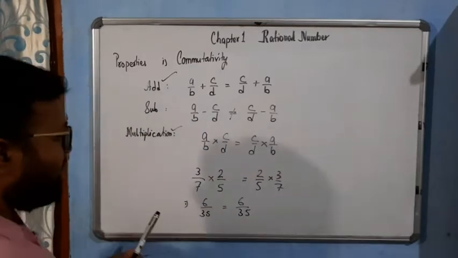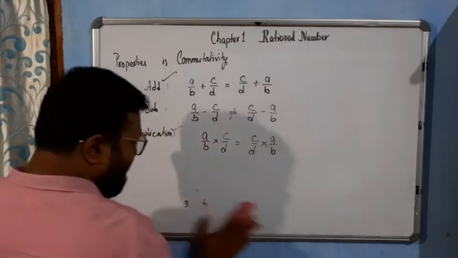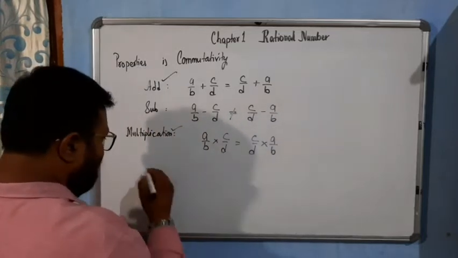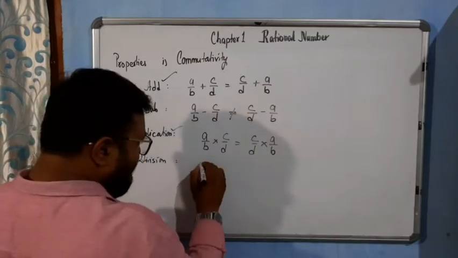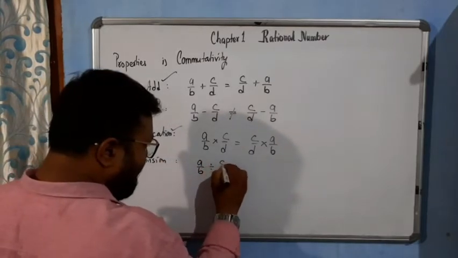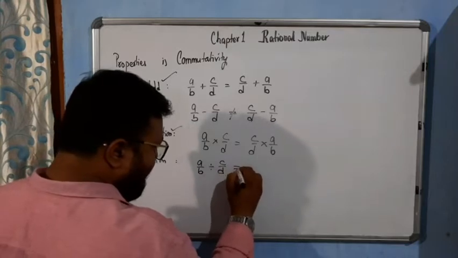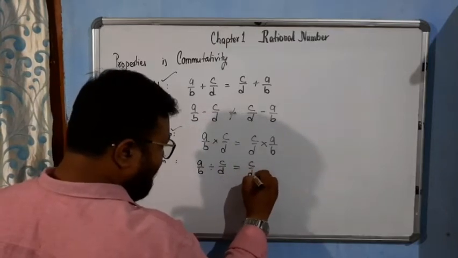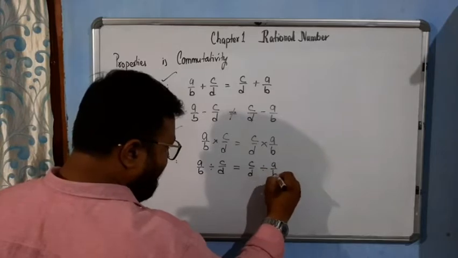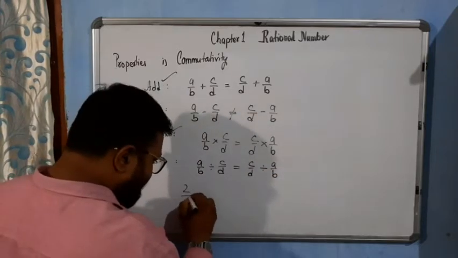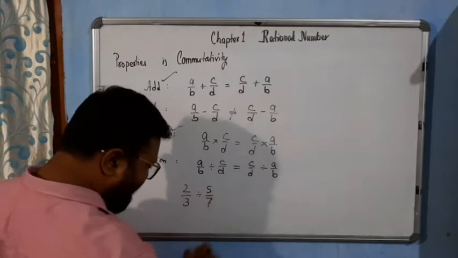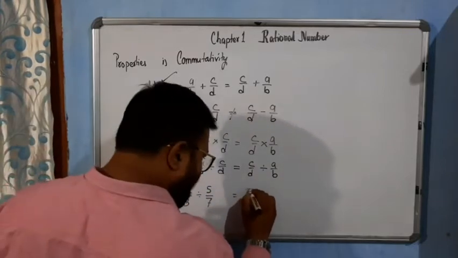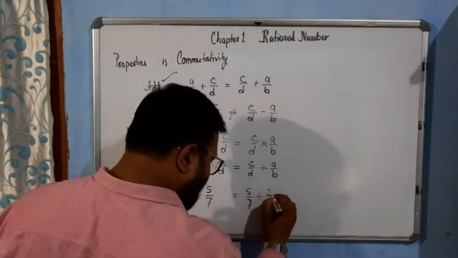Now come to the division part. Let's see whether it is applicable or not. In division, a/b is divided by c/d. Whether it is equal to c/d divided by a/b or not, let's see. Let's take an example: 2/3 is divided by 5/7, and 5/7 is divided by 2/3.